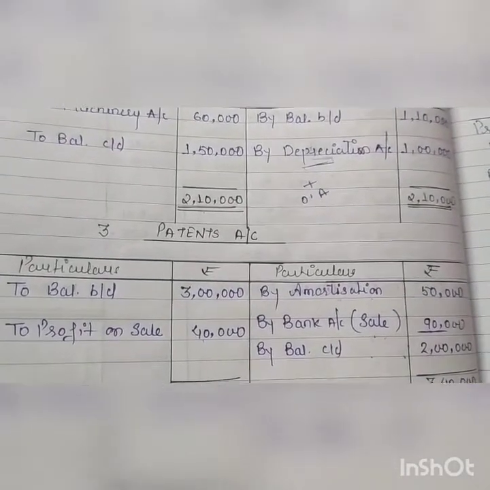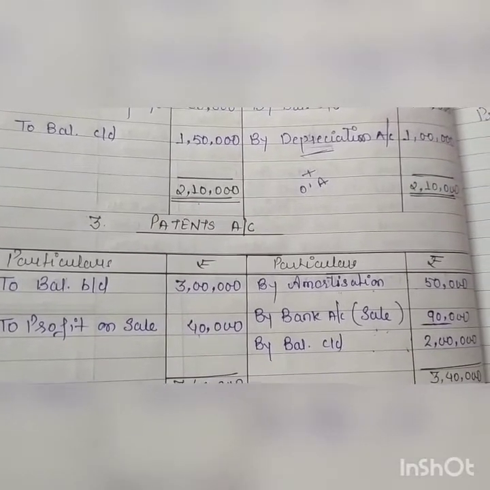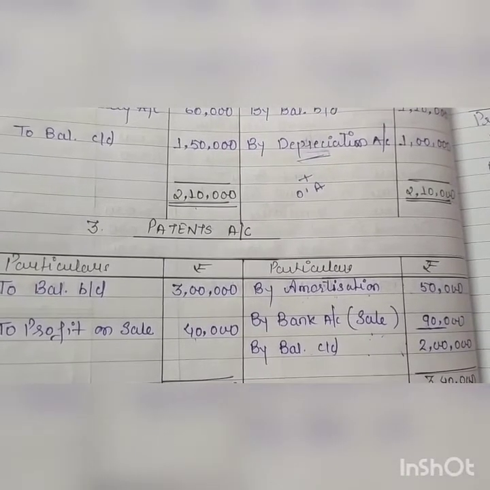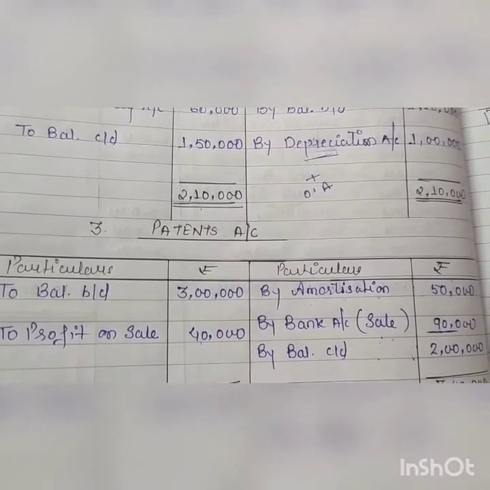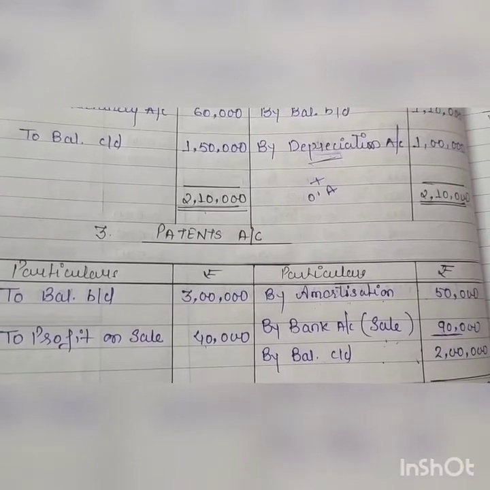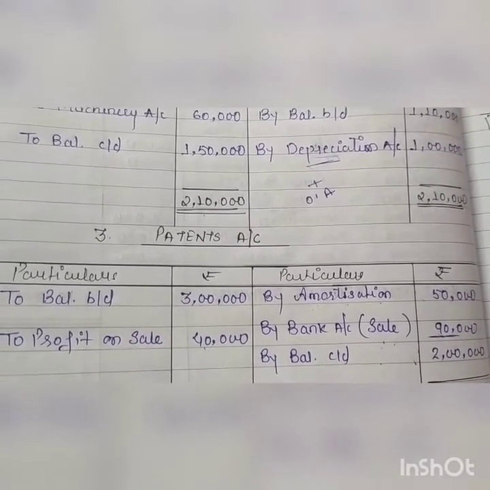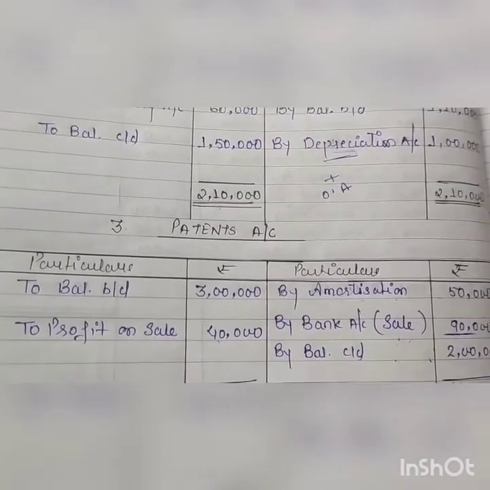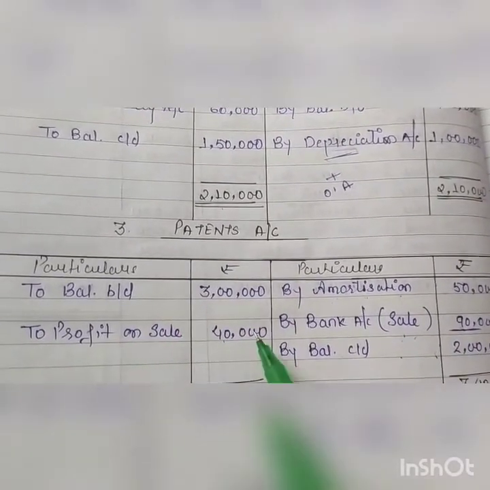Then we have patents account. Being an asset, opening balance will be shown debit side to balance BD 3 lakhs. Closing balance credit side by balance CD 2 lakhs. In question it is written patents written off, that is your amortization. So that will be shown credit side as by amortization 50,000. And in question we have profit. It is written patent were sold at a profit of 40,000. That profit will be shown debit side as to profit on sale.